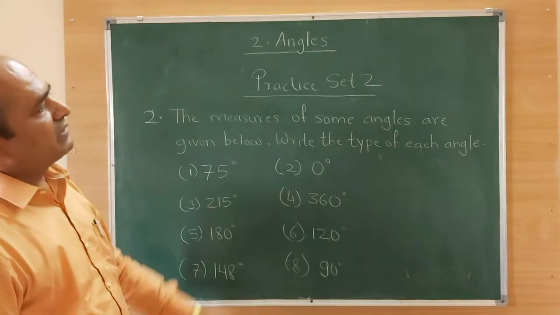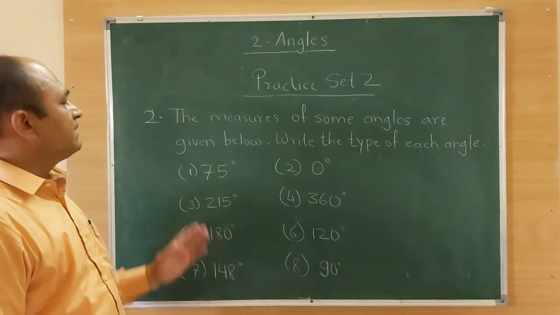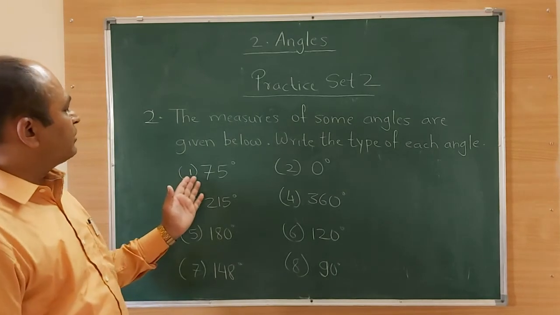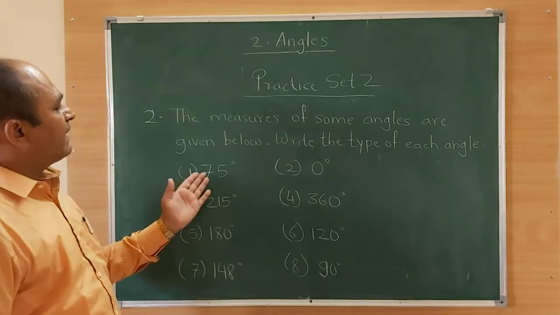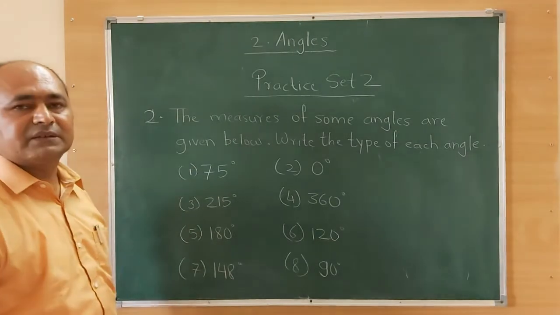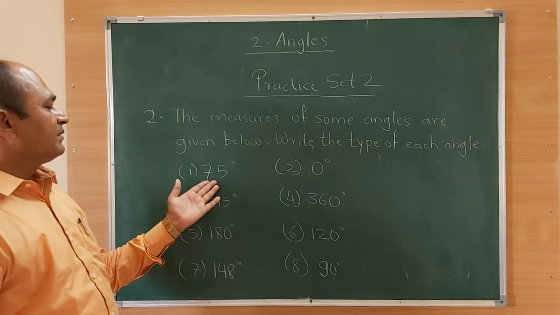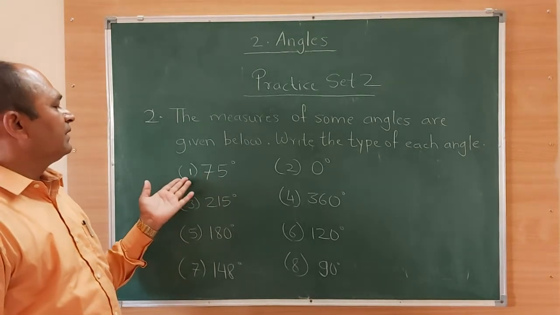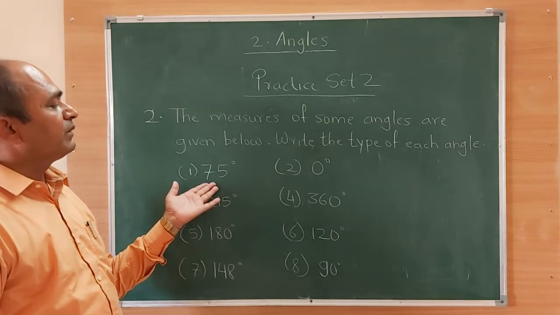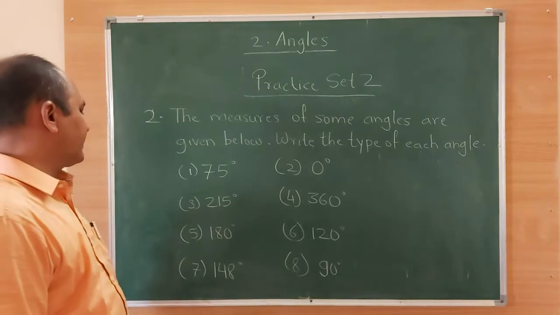Okay students, second question of practice set 2. The measures of some angles are given below. Write the type of each angle. So if the angle measures 75 degrees, yes, you know that the angle measuring more than 0 but less than 90 degrees is called an acute angle. So the first angle is an acute angle. The angle which measures exactly 0 degree is a zero angle.